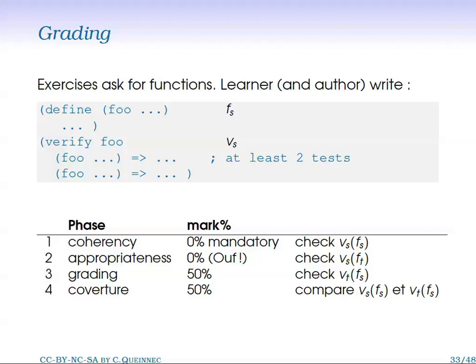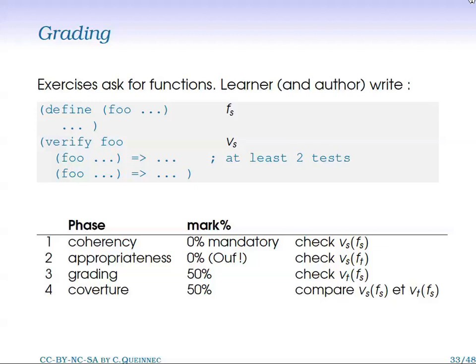So how does it work exactly? Here is the code of a student. He defined a function, the function which was asked by the stem. And here you have a unit test: verify foo, foo of give something, etc. I call these the function of a student and the verification of a student. So these are the phases of the verification.